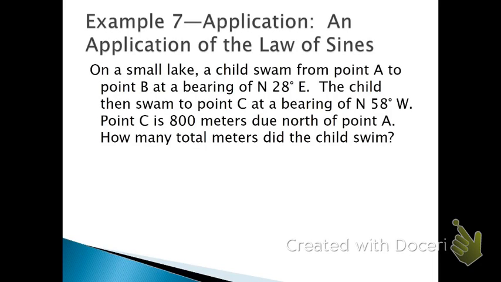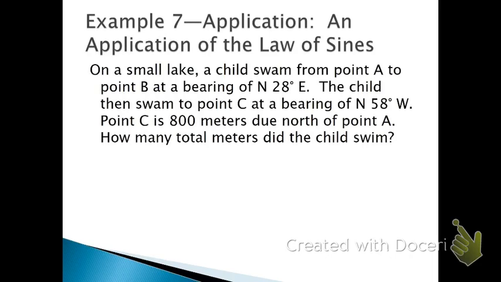Okay, example 7 says, on a small lake, a child swam from point A to point B at a bearing of north 28 degrees east. The child then swam to point C at a bearing of north 58 degrees west. Point C is 800 meters due north of point A. How many total meters did the child swim?